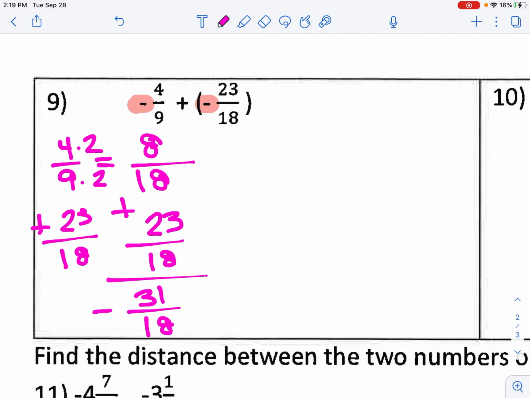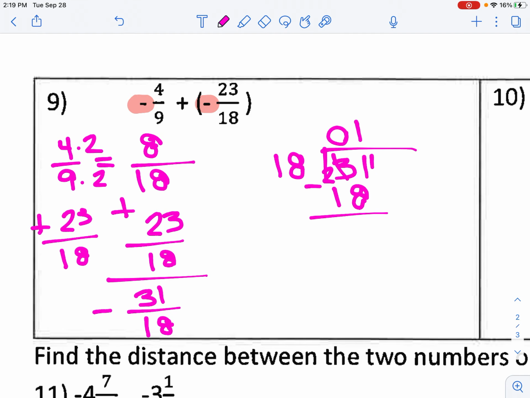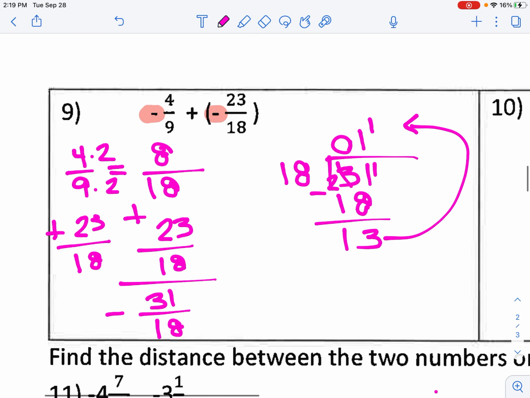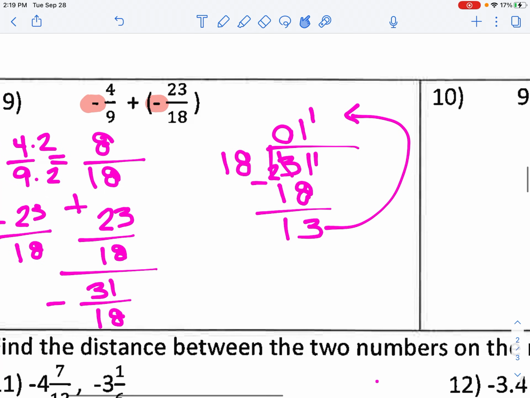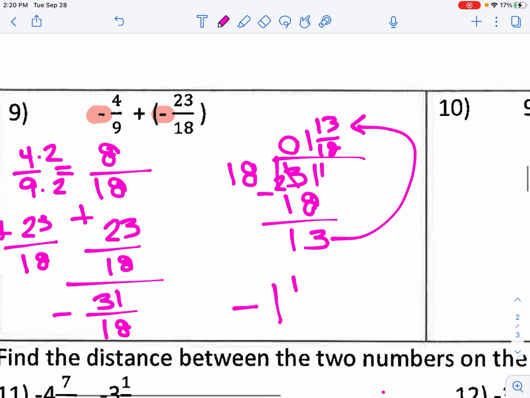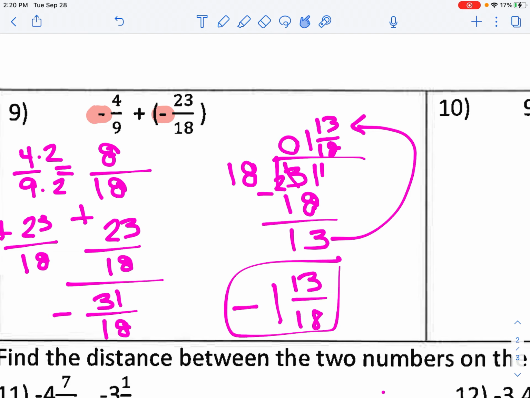So this is an improper fraction. So the last step is to divide. We're going to convert that to a mixed number. Remember that remainder becomes your numerator. And since we were combining two negatives, we're going to have -1 and 13/18. That's your final answer on number 9.